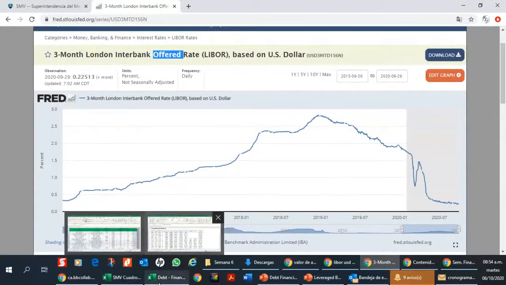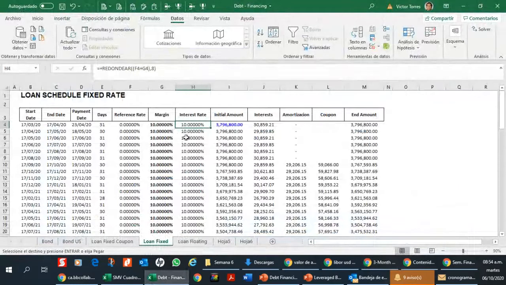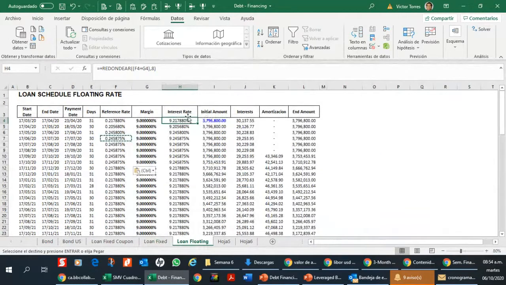So that's why, what normally will happen is they're going to charge you a fixed rate that is higher than the floating rate with the LIBOR if they are expecting that LIBOR will rise.